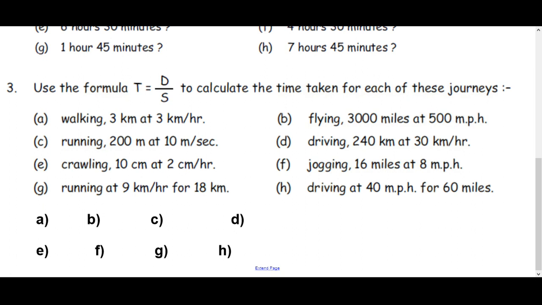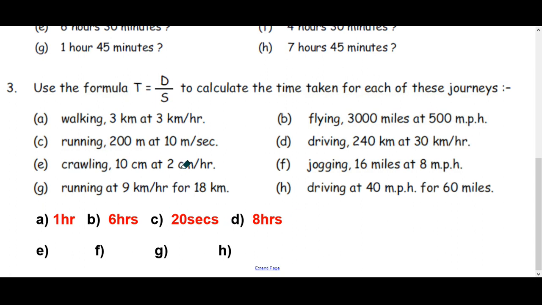Okay, hopefully you've tried these questions. Let's go over the answers. So the first one is 3 divided by 3, so that's just 1 hour. B, we've got 3000 divided by 500, that's 6 hours from miles per hour. C, 200 divided by 10, that's 20. Now notice seconds, because the speed was 10 meters per second. D, 240 divided by 30, that's 8 hours because it's kilometers per hour.